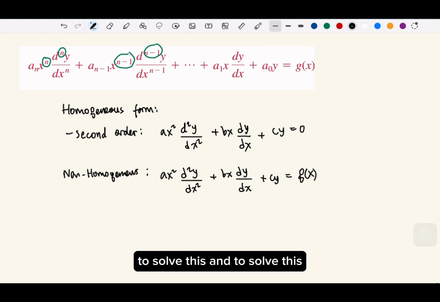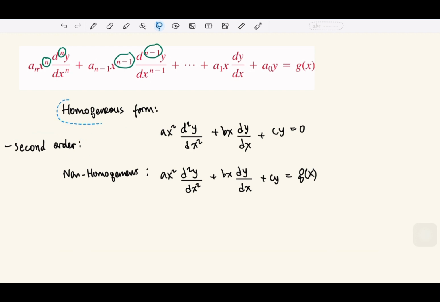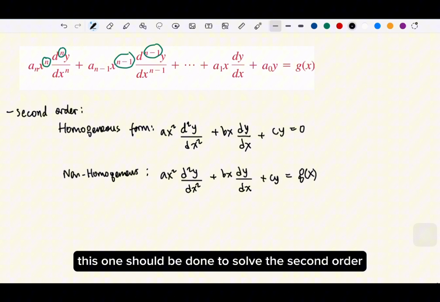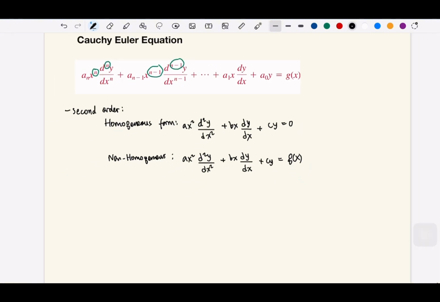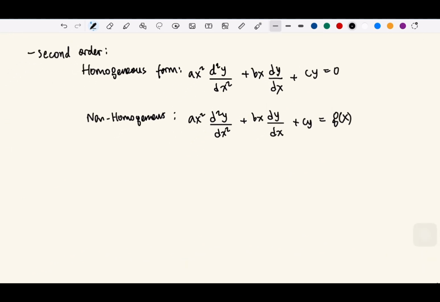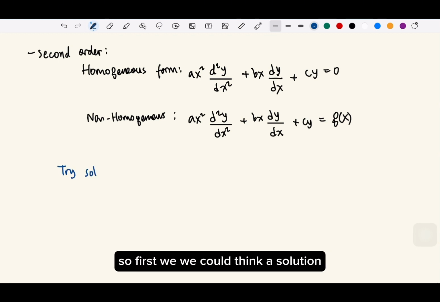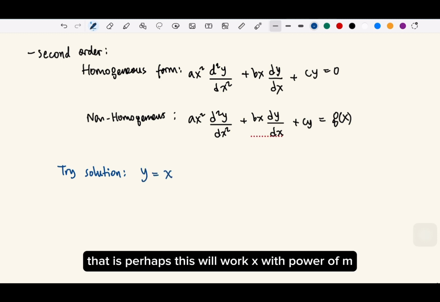To solve this, at least the homogeneous, to solve the second order homogeneous form of this Cauchy-Euler, first we could think of a solution that is perhaps, this will work, x with power of n.